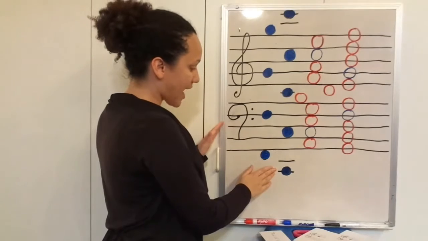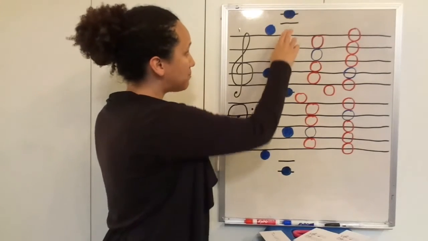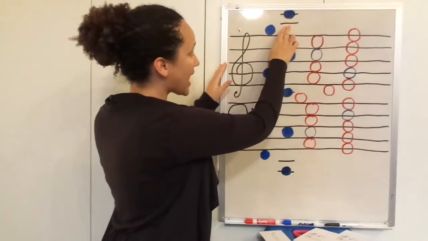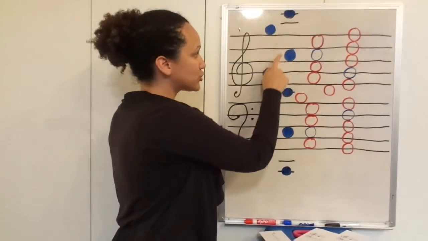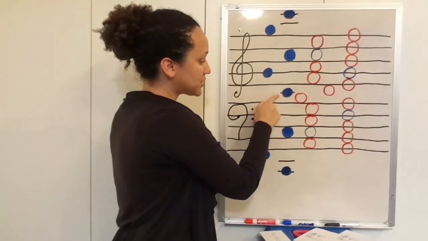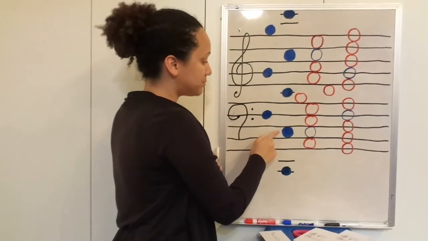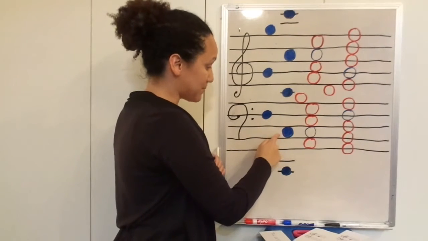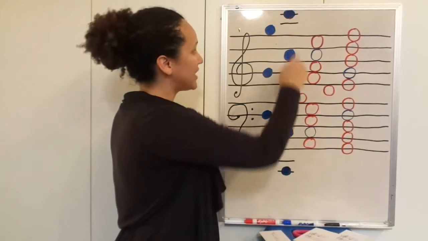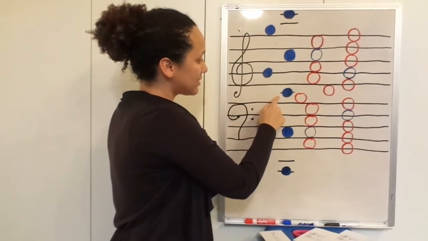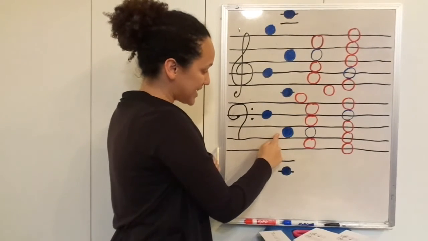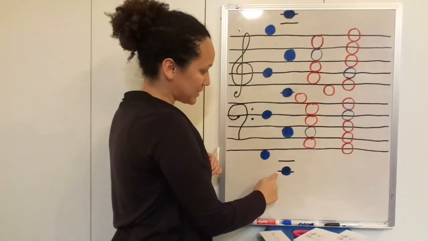Below the bass, we have the low C. Above the treble, we have the high C. So that's 5 C's. High C, treble C, middle C, bass C, low C. High C, treble C, middle C, bass C, low C.